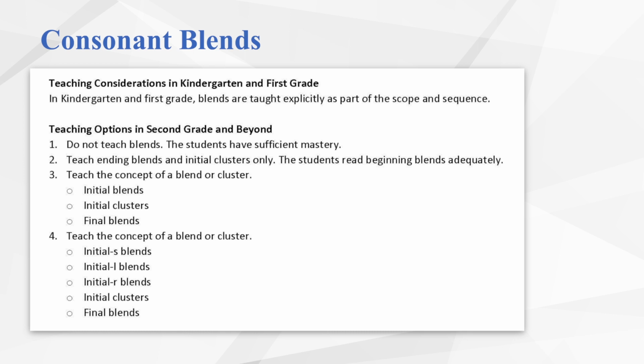Option 3 teaches the concept of a blend and cluster, explaining to students that they're made up of consonant patterns and that they're tightly welded together. You would then teach all the initial blends together, all the initial clusters together, and then all the final blends together. Option 4 is yet more supportive. This one mimics the procedure that we followed in the pronunciation video. This would involve teaching all the S blends as a group, then all L blends together, next the R blends together, then the initial clusters, and finally teaching the ending blends.